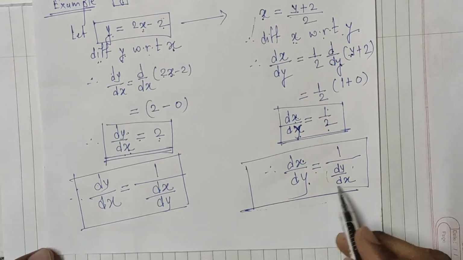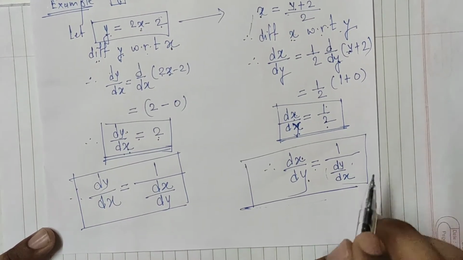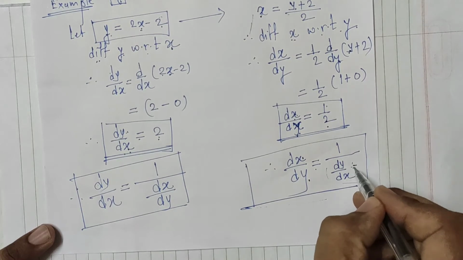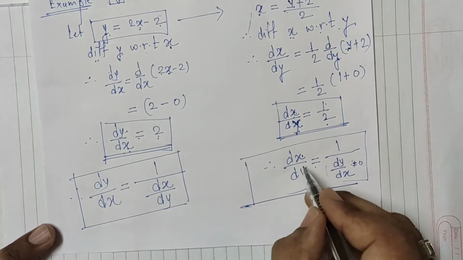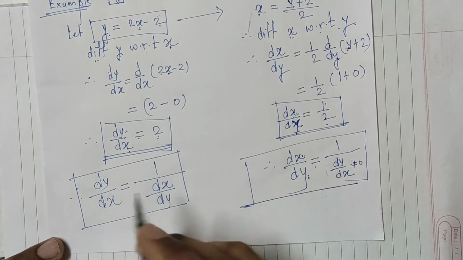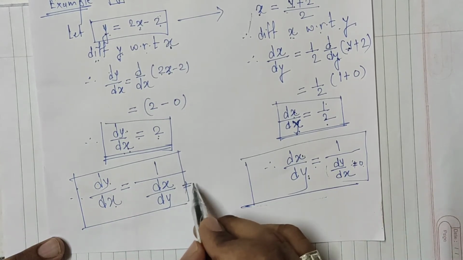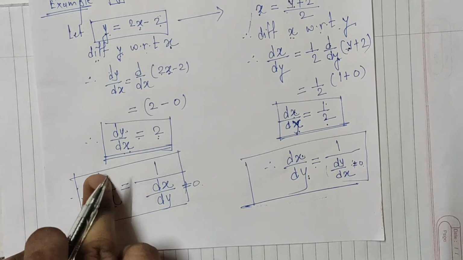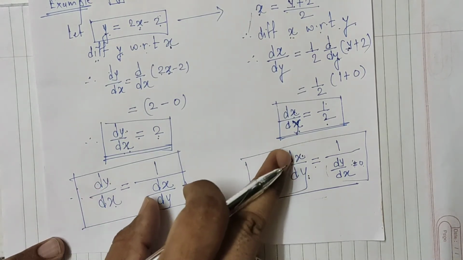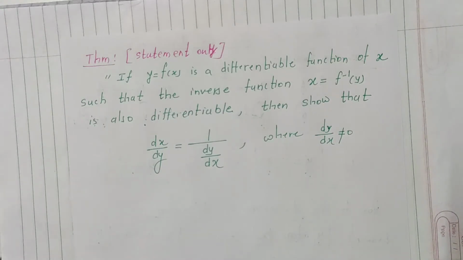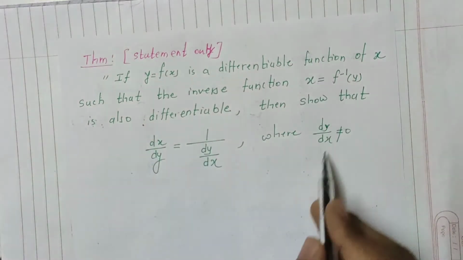Here one more condition is remaining. What? The denominator must not be equal to 0. It means dy upon dx is not equal to 0 whenever you find x with respect to y, and whenever you find the derivative of y with respect to x, then dx upon dy is not equal to 0 is required. Then you can find y with respect to x, and similarly you can find x with respect to y. Here I will take only the derivatives of inverse function statement part only. You have to prove this theorem as homework.